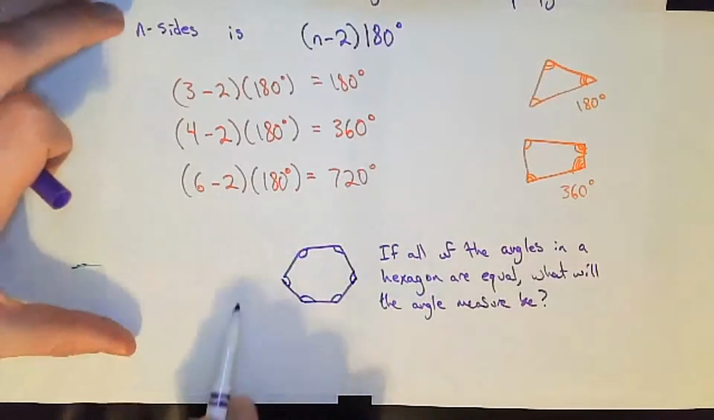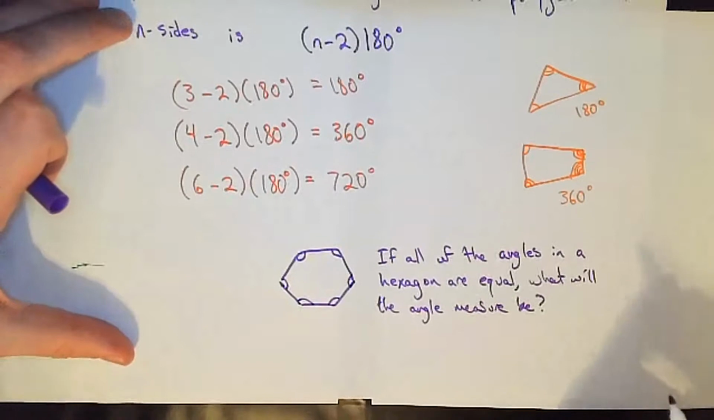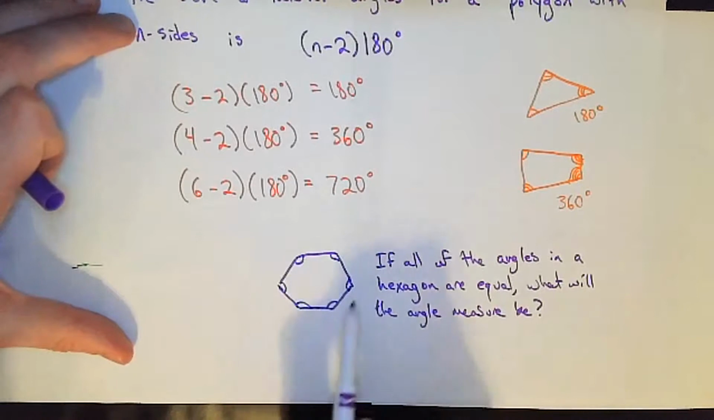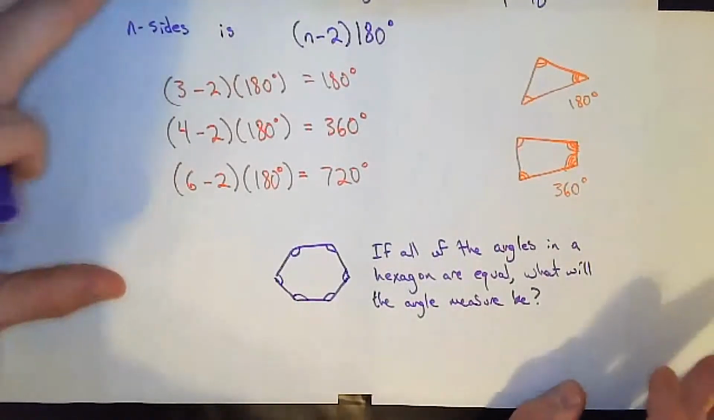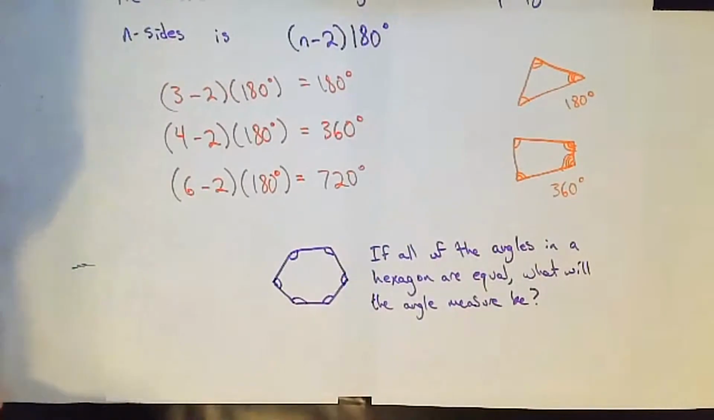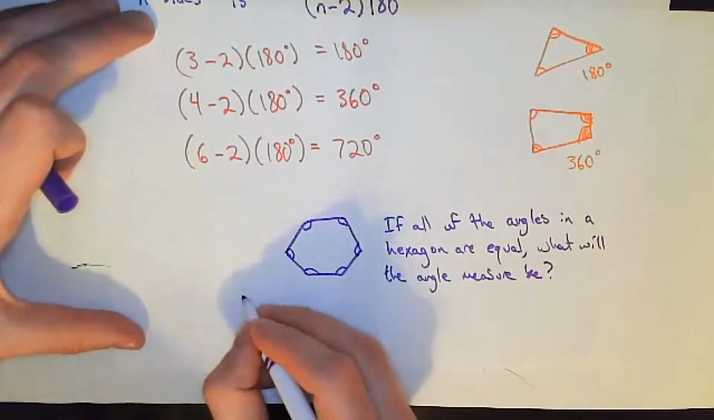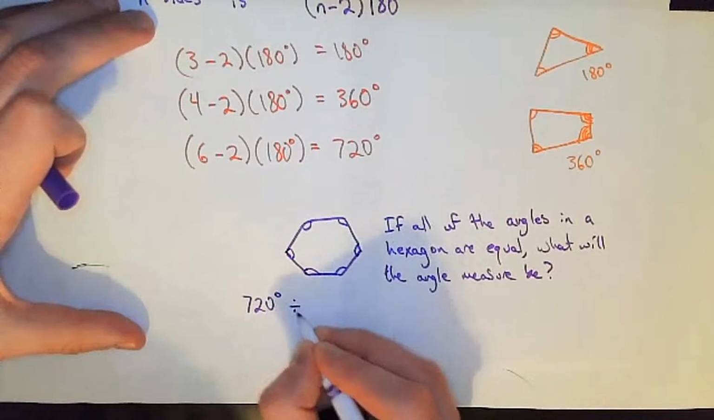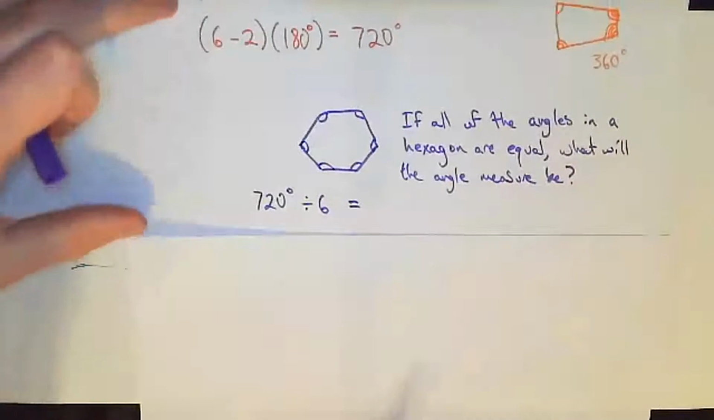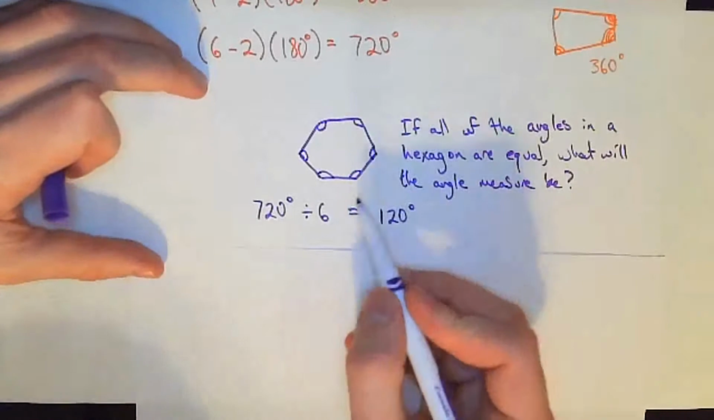So if I know that the total sum of all these angles, by my formula here, should be 720, and I know that all of these angles are equal for this little picture I've drawn, they won't always be equal. I can draw some crazy hexagon that's all sorts of weird shapes, but in this one in particular, I've drawn it so that all the angles are equal. What will the angle measure be? Well, I would have 720 degrees divided by 6 because there are 6 angles. And what does that give me? 120 degrees. So each one of these is 120 degrees.